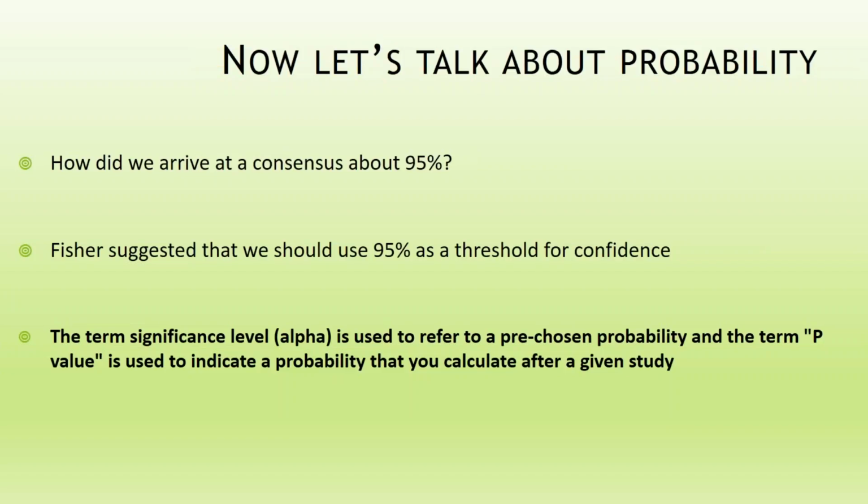And the term p-value is used to indicate a probability that you calculate after a given study, after choosing those samples where you have put significance level of alpha is 1.96. Now from where we get this 1.96? This 1.96 value is taken from the tables, and it is directly linked with Z-score.